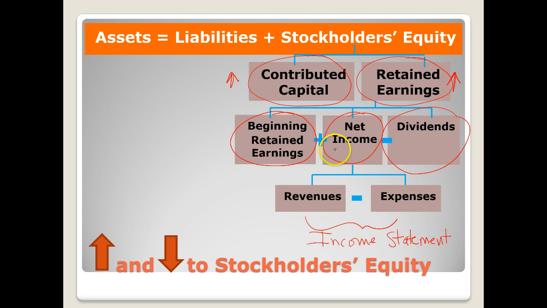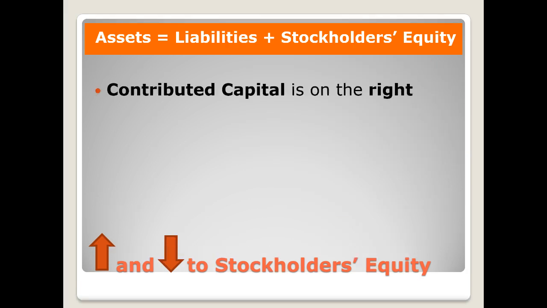So any net income is an increase to stockholders' equity, so that's a credit entry. But any dividends, remember, is a decrease to stockholders' equity because it decreases retained earnings, thus it would be a debit entry. In the same way, revenues increase net income, which is an increase to stockholders' equity, so those would be credit entries. And all expenses are a decrease to net income, which is ultimately a decrease to stockholders' equity, so those would be debit entries. Let's break that all down.